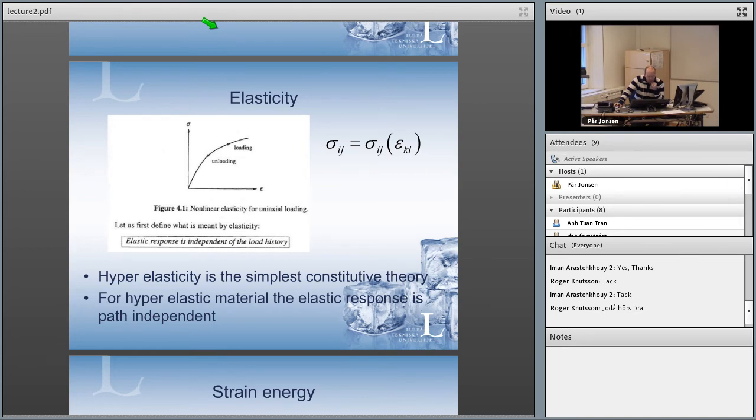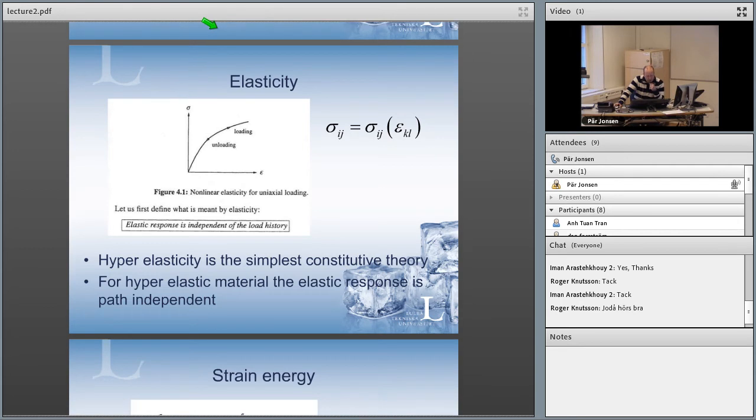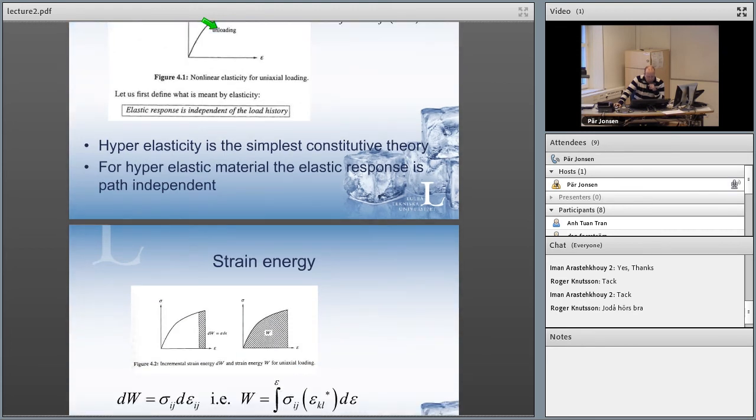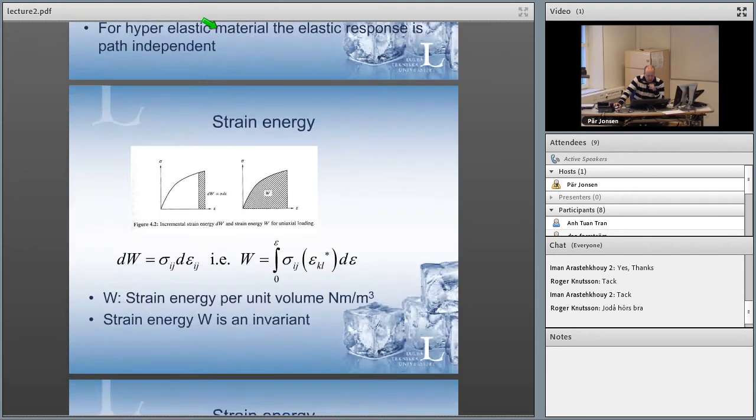One thing with that model is that the elastic response is independent of the load path. You always follow back the same way. But you can have it both linear and non-linear. So it's quite a simple one. I will show you a little bit more about that later on. But first you need to know a little bit about what strain energy is.